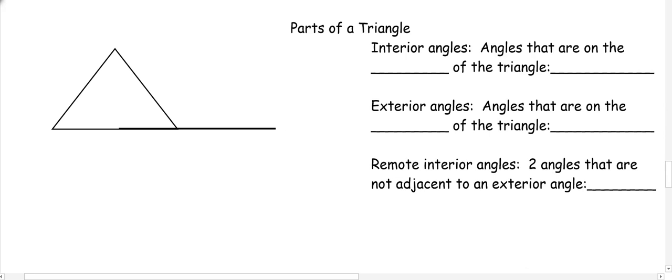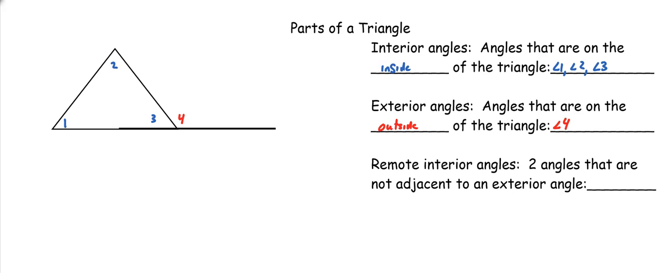Now, the parts of a triangle. The interior angles are the angles that are on the inside of the triangle. In this case, we have 1, 2, and 3. So angle 1, angle 2, and angle 3 are interior angles. The exterior angles are angles that are on the outside of the triangle. In this case, we just have one that is shown, which is angle 4.